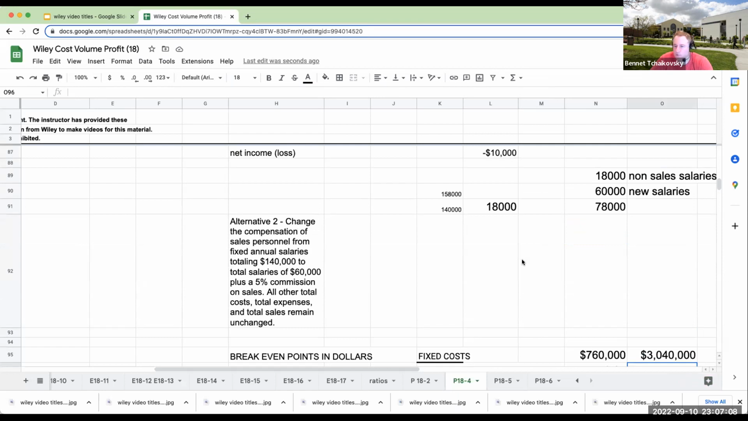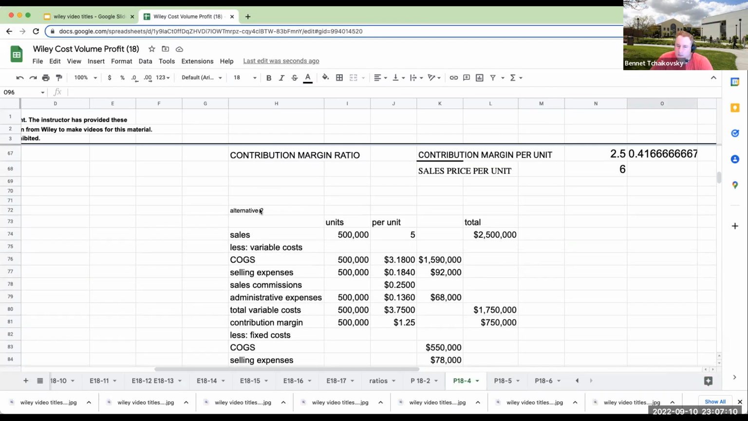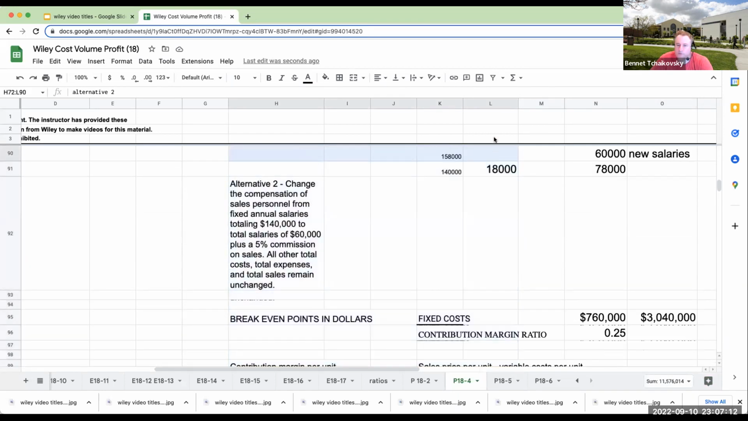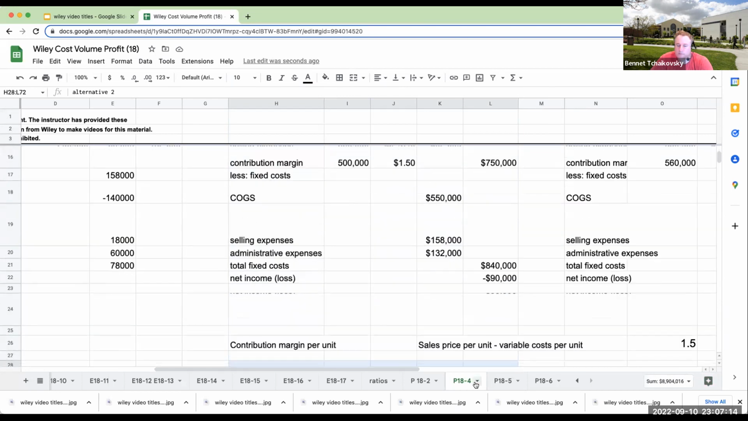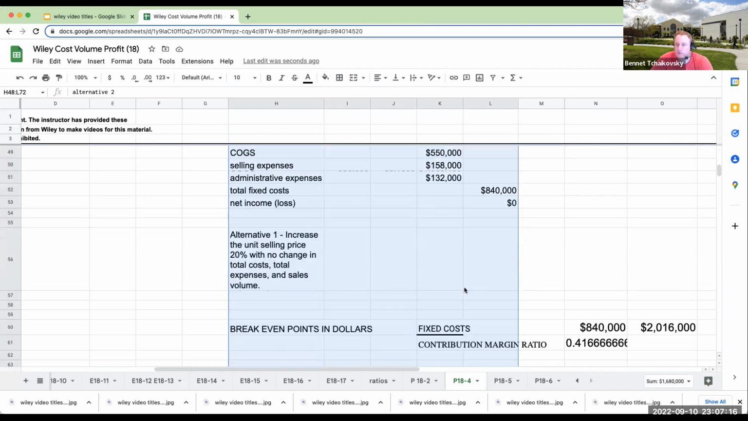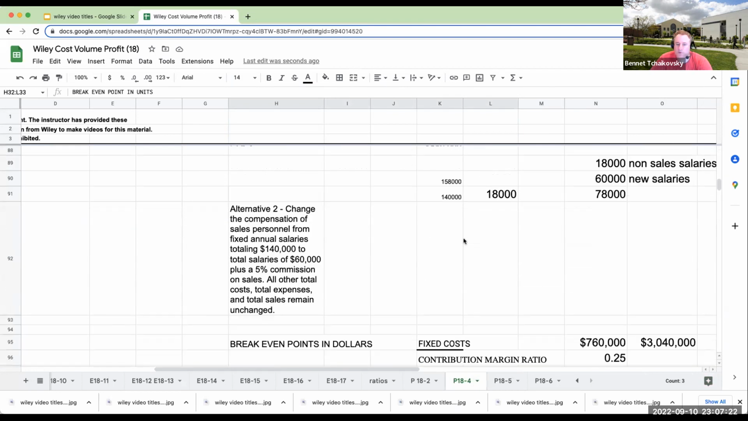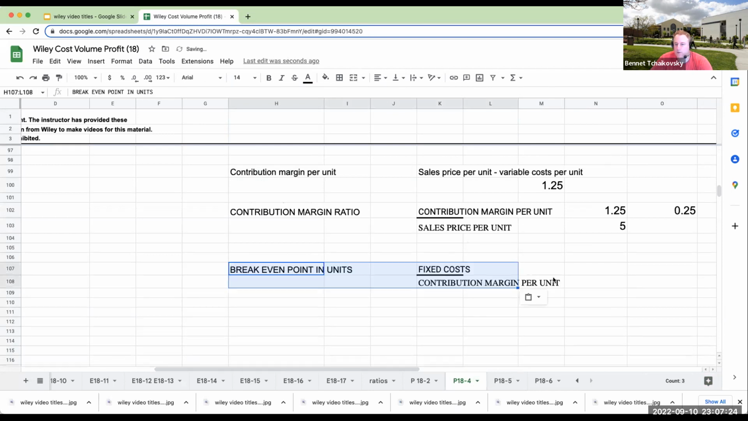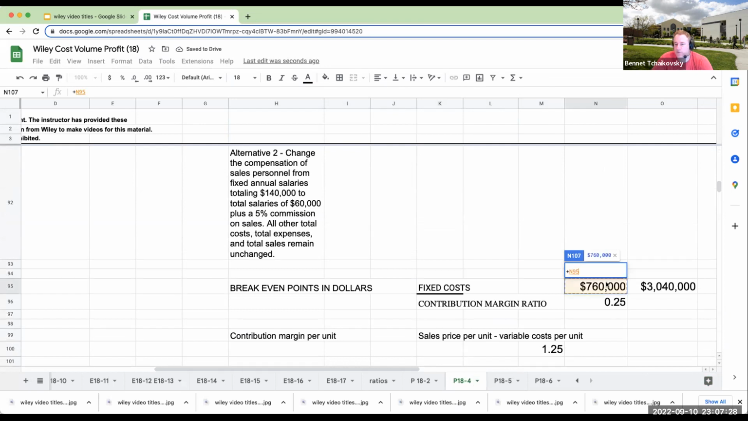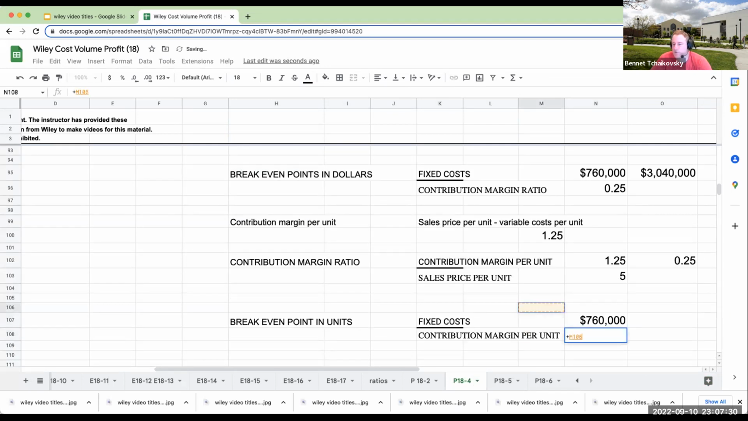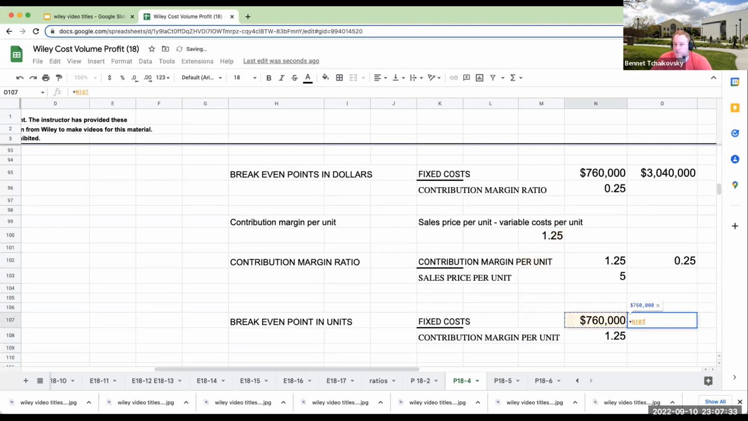And let's see how this works. Okay, so we got alternative 2. And let's also do the break-even point in units. This is my fixed cost divided by my contribution margin per unit. My new fixed cost when I got rid of the salaries is 760. My contribution margin per unit is $1.25. So basically this means I sold 608,000 units.